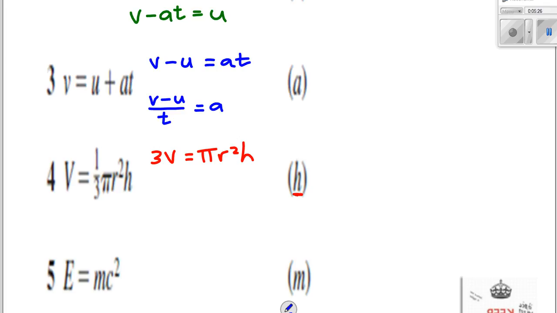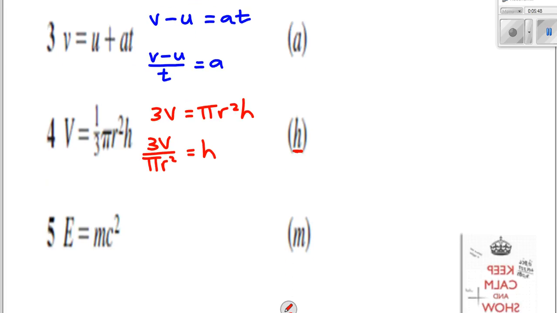So what's lucky is we only need to divide off the pi r squared now. So that's easy enough to do. We can go 3v over pi r squared, divide both sides by pi r squared, leaves you with h. Again, you can write h equals 3v over pi r squared as well. That's also okay. I'm just showing you that you don't have to swap the sides around if you don't want.